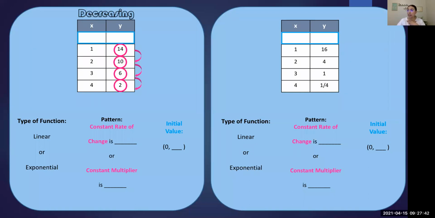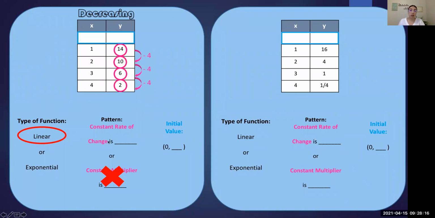So we are subtracting by 4 each time. Give me a thumbs up if subtraction means we have linear. Give me a clap if it means it's exponential. Thank you. See, your pattern already tells you linear or exponential. Subtraction is definitely linear, which means we do not have a constant multiplier. We have a constant rate of change.